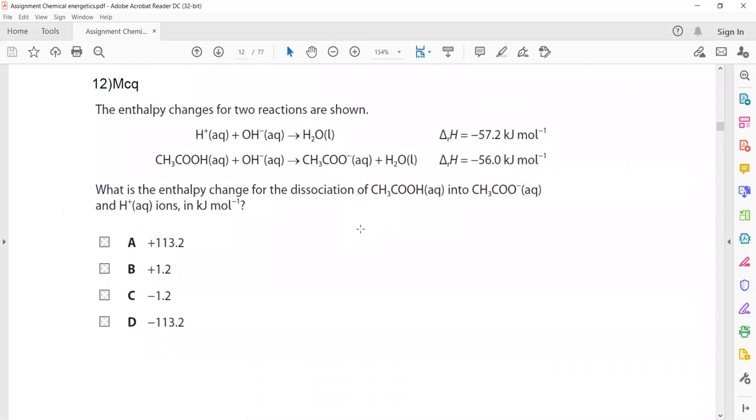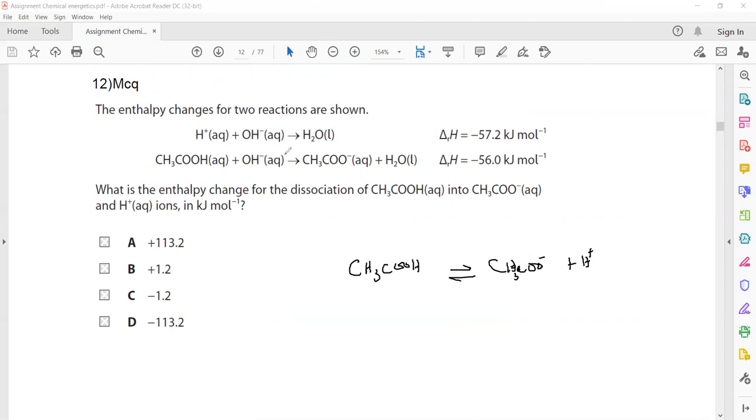The next question, question 12. The enthalpy changes for two reactions are shown. What is the enthalpy change for dissociation of ethanoic acid into ethanoate ion and hydrogen ion in kilojoule per mole? We can solve this like a simultaneous equation, because we need the dissociation. What is our final equation? We need ethanoic acid, CH3COOH, to dissociate into CH3COO minus and H plus. This is what we need.